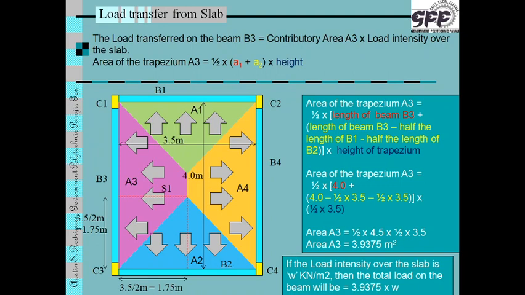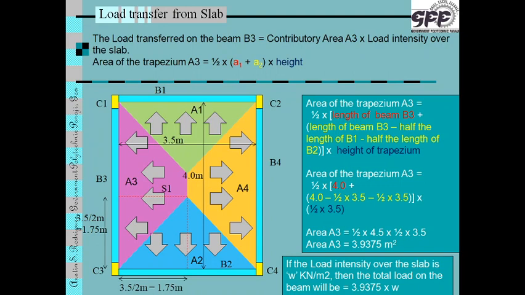Now, the area of the trapezium A3, when we look at it in the figure, is equal to half into A1, that is the length of the beam B3, and then further on we have the next one, that is A2. A2 will be the length of the small middle portion, horizontal, parallel to B3. Now how do we calculate this?